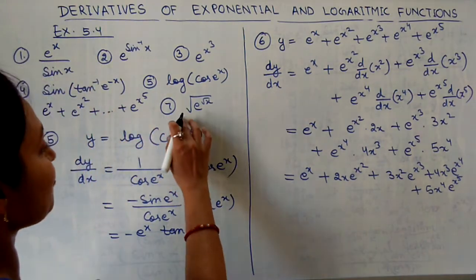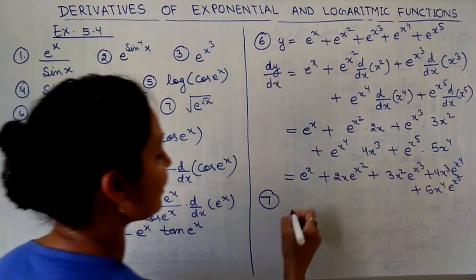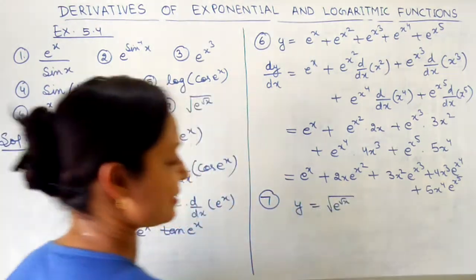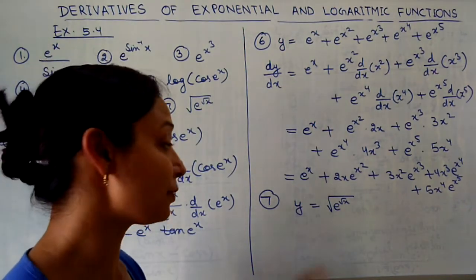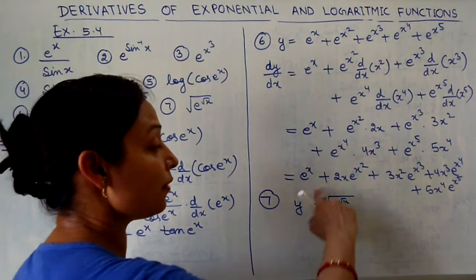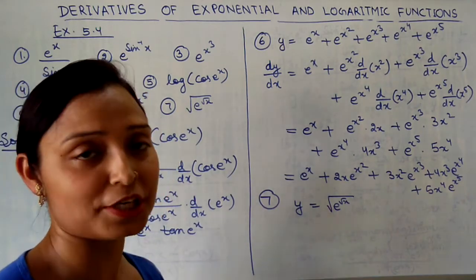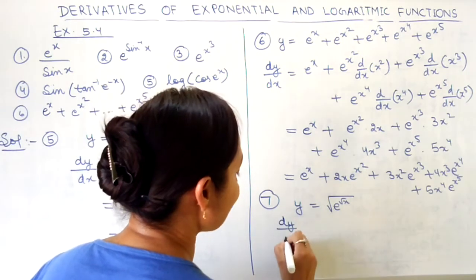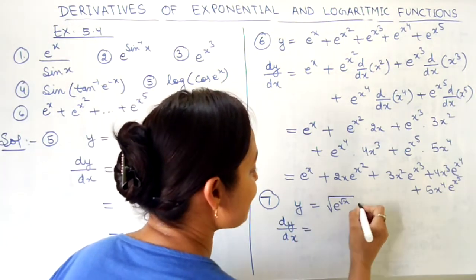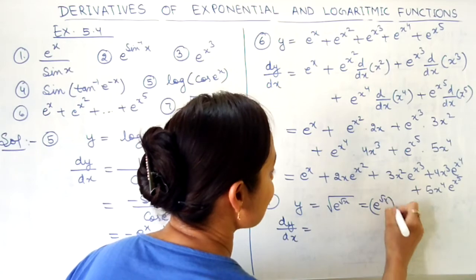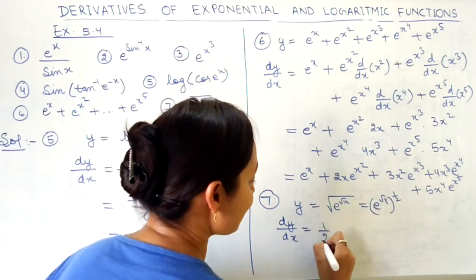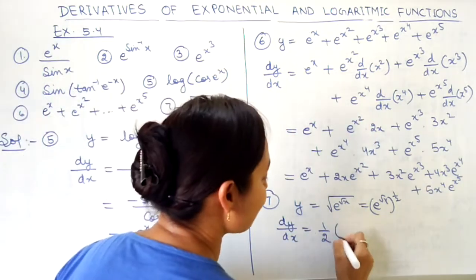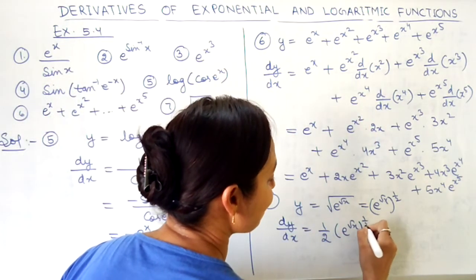Now come to question number 7. In this question, y equals e^(√x). There are three functions: one is the square root, second is the exponential, third is root x. So how can you solve? First of all, √x means x raised to power 1/2. It behaves like x raised to power n, n comes in front, and we have x raised to power 1/2 minus 1.